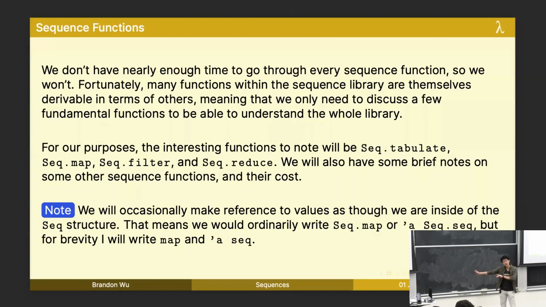For the rest of this lecture, I'm going to be making reference to things as if we're inside of Seq. Instead of writing Seq.seq, I'll just write alpha seq. Instead of writing Seq.map, I'll write map. There will be almost no discussion of list.map, so don't get confused. It's called map in this lecture, but that's okay. We're in a self-contained unit, different namespace entirely.